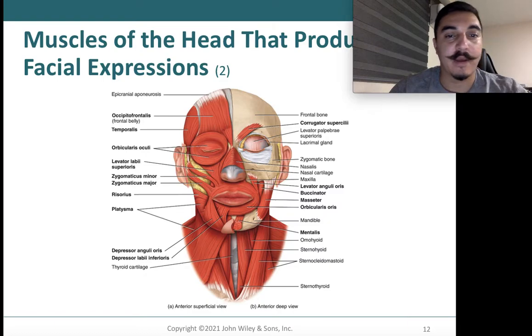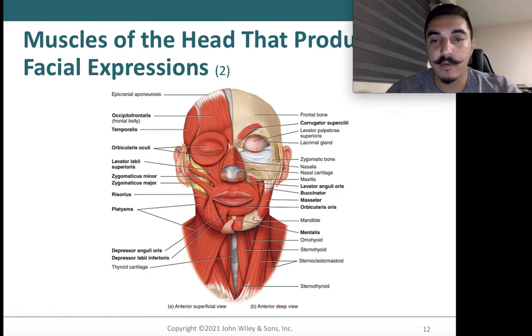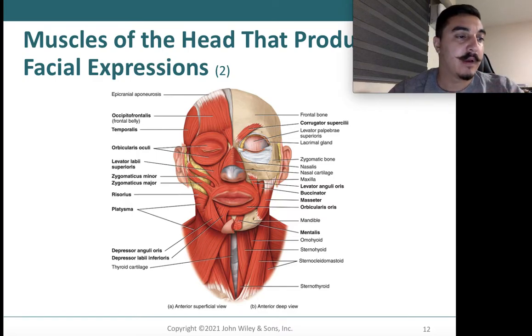Platysma. It's going to attach to the mandible. So here we have our platysma, kind of here on the bottom. It comes down and also attaches to our deltoids and our pectoralis major muscles. See my muscles moving. Okay, so we've got our platysma here on the bottom, connecting to our mandible as well.